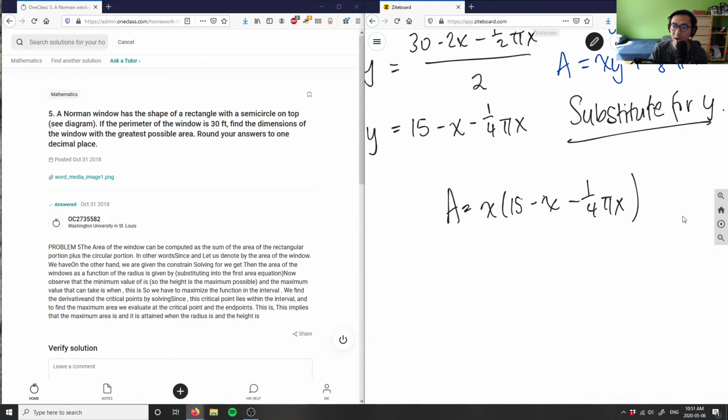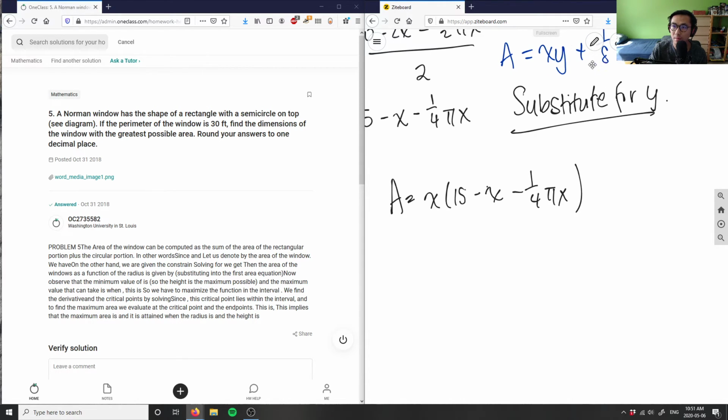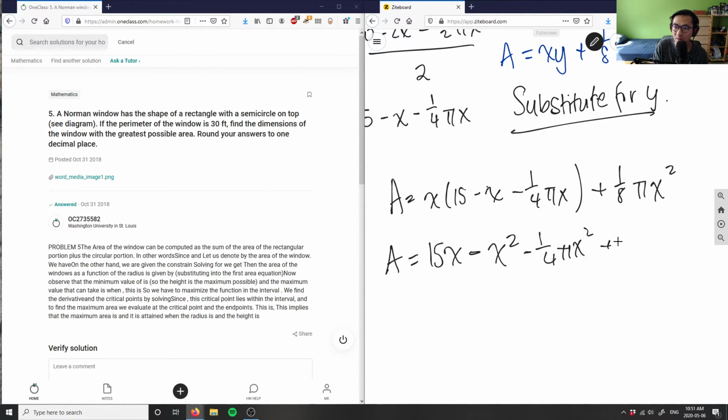And then I'm going to add plus 1/8 pi x squared. I can clean this up using the distributive property. Again, x times 15 is 15x. x times negative x is negative x squared. And then this would be minus 1/4 pi x squared plus 1/8 pi x squared.